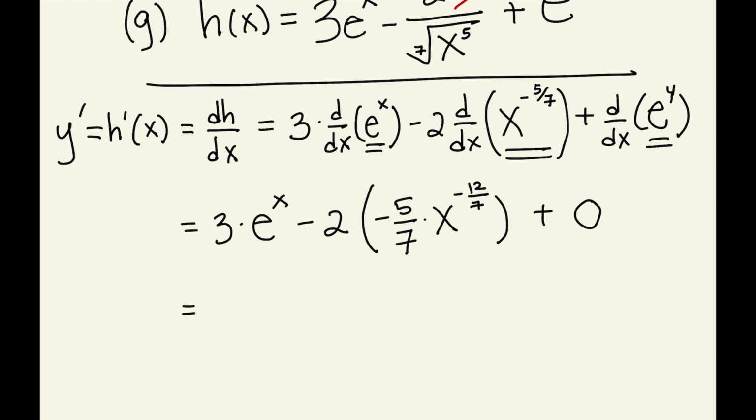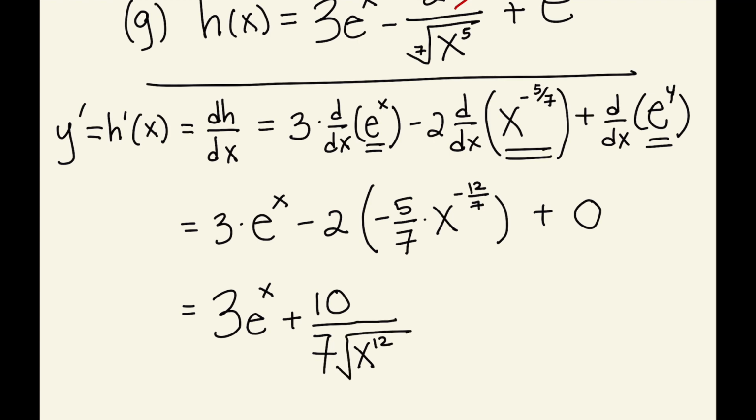Okay, and let's just clean this up a little. So my final answer is 3e to the x plus 10/7. And I can write this back down in the denominator as x to the 12th, and we take the 7th root. And then that would be my final answer.